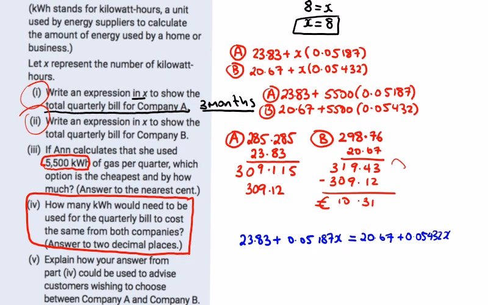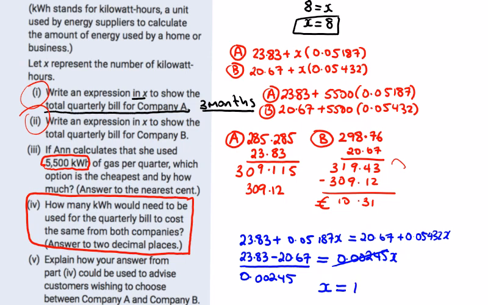So we're going to take 20.67 away from this one, 23.83 minus 20.67. And rather than writing the other two out next, I'm going to do it on a calculator first. And I'm getting 0.00245x. So I'm just going to divide this by 0.00245. That will give me a value for x to be 1289.795.